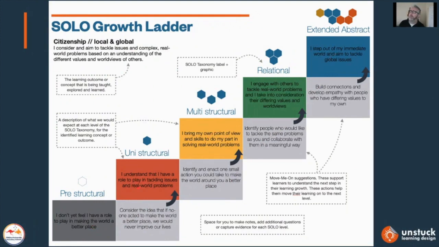And so one of the things we can get the students to do is to reflect and say, well, where am I on this ladder? Am I here at a unistructural level? Am I at a multistructural level? Where am I? In the gray boxes, we then have what we call move me on suggestions. And they're simple, possible suggestions. One thing that you could do to help you to move from this level. If you do this one thing here, it'll help you to move up to this next level.